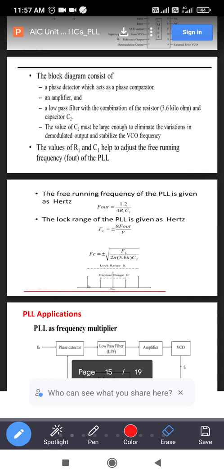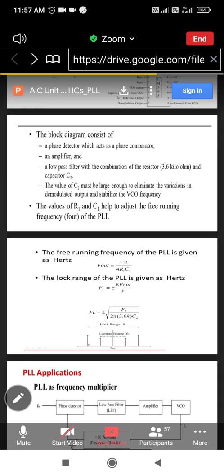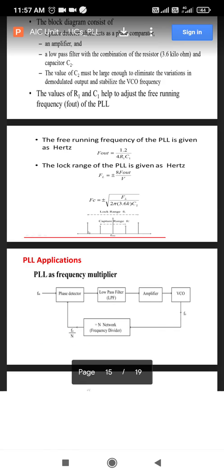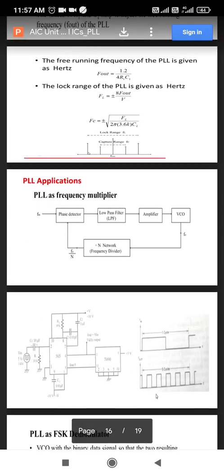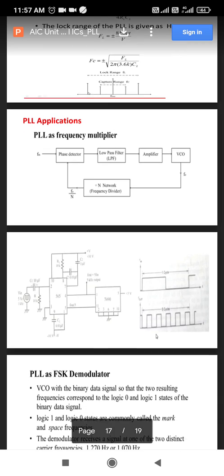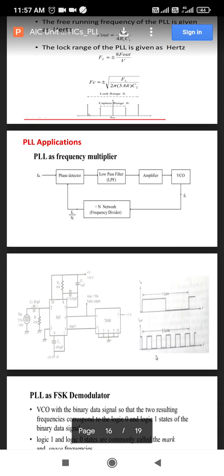Okay, so we get this graph now. This is the working principle, block diagram and pin diagram, and some important formulas related to IC 565. Does anyone have questions based on this? Because next we are starting the applications.